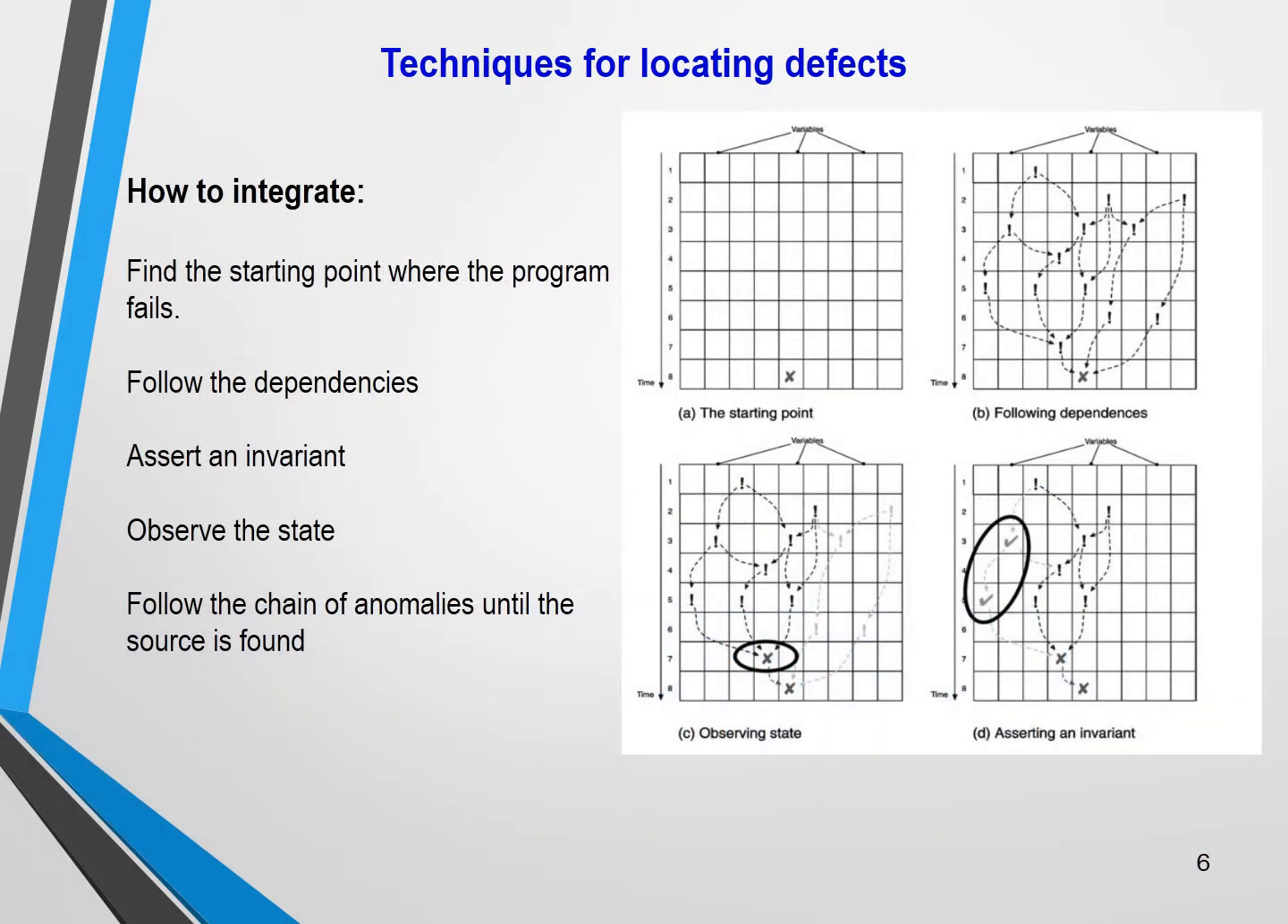How to integrate techniques for locating defects. First, find the starting point where the program fails. Follow the dependencies. Assert an invariant and observe the state. Follow the chain of anomalies until the source is found.